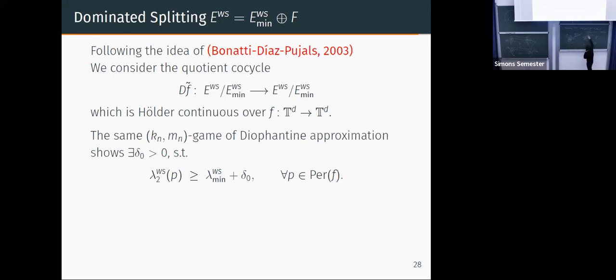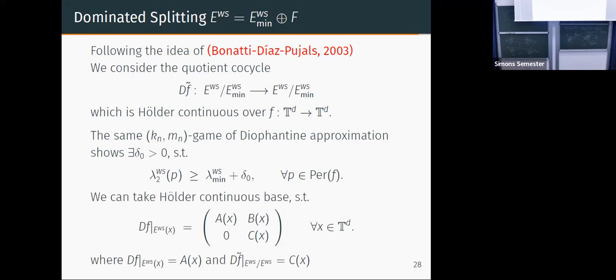Here also in the transverse direction, you have something. In this transverse direction, the exponents are uniformly bounded from the smallest one. Right now you can take a Hölder continuous space and write the derivatives to be something like that. That is a Hölder continuous thing.